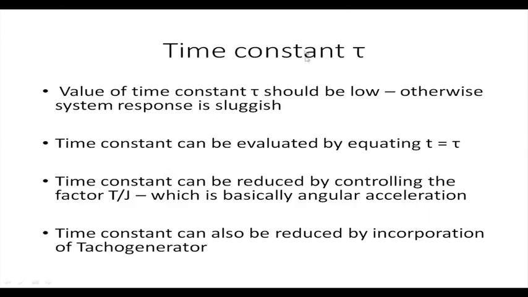So that is what we have just now discussed, and the time constant can be evaluated by putting t equal to tau, which will give us e to the power minus 1, and the time constant can be reduced by two methods basically. One is by controlling the factor torque by polar moment of inertia, or it can also be reduced by the incorporation of a tacho generator in feedback. We will discuss this in the coming lectures.